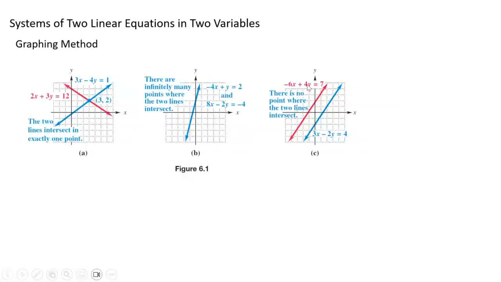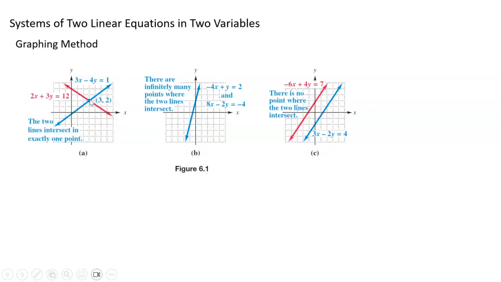Now, systems of two linear equations in two variables. There's going to be the graphing method, the elimination method, and the substitution method. In this particular chapter, we don't do it by graphing, but you can if you wanted to. Here's an overall picture of what we're looking for. For example, we're looking for the point where the two lines or the two equations intersect.